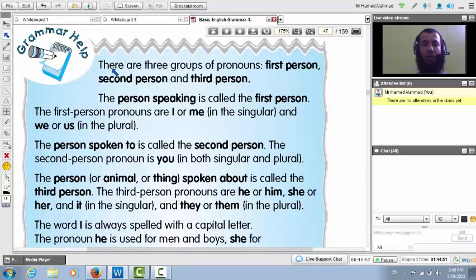Here we are, guys. There are 3 groups of pronouns: first person, second person and third person. The person speaking is called the first person. Guys, just make a situation example and you will see that it's so easy to understand. For example, imagine that you're talking to someone about someone else. You're the speaker, so you're the first person. You're the first person that was talking.